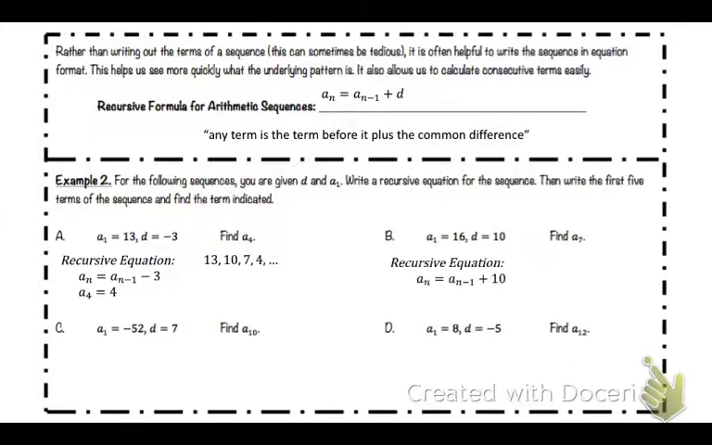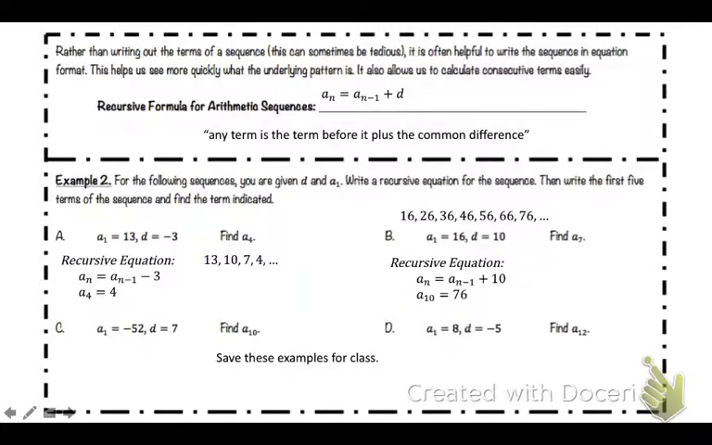Now on this next one, the recursive equation is a sub n equals a sub n minus 1 plus 10. We're asked to find the 7th term, so we're going to do 16 plus 10 is 26, plus 10 is 36, plus 10 is 46, plus 10 is 56, plus 10 is 66, plus 10 is 76. So a sub 10 is 76.